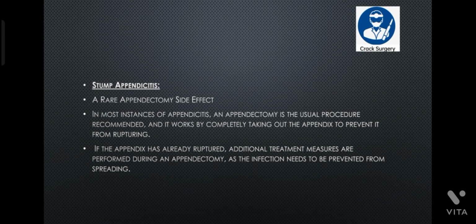Stump appendicitis, a rare appendectomy side effect. In most instances of appendicitis, appendectomy is the usual procedure recommended, and it works by completely taking off the appendix to prevent it from rupturing. If the appendix has already ruptured, additional treatment measures are performed during the appendectomy, as the infection needs to be prevented from spreading.